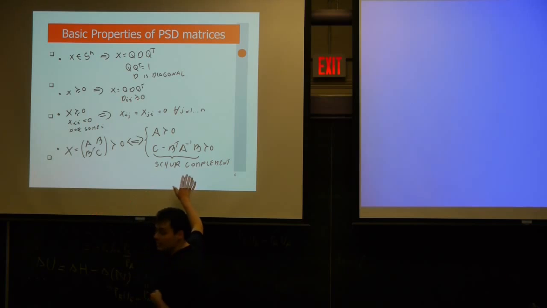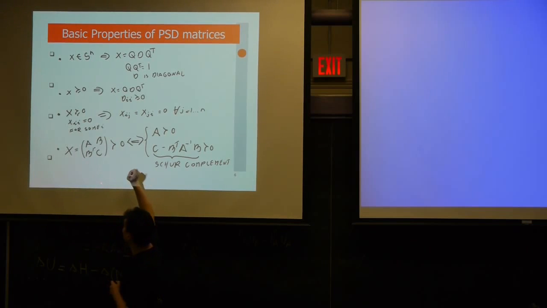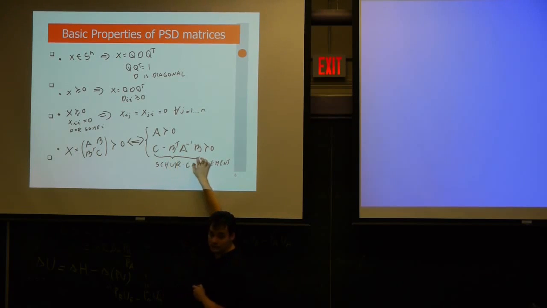And another property that we will use a lot, and we even used this last lecture, is that the matrix X is positive definite if and only if all minors, so for example, this matrix A here, which is a symmetric k by k matrix, is positive definite, and the Schur complement is positive definite as well, where the Schur complement is defined by this expression here, right? You remember that.